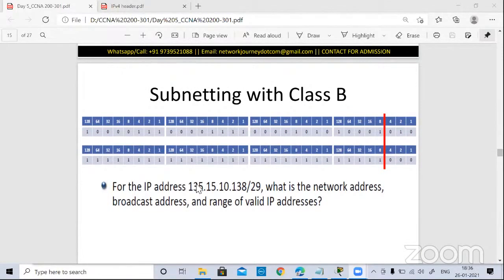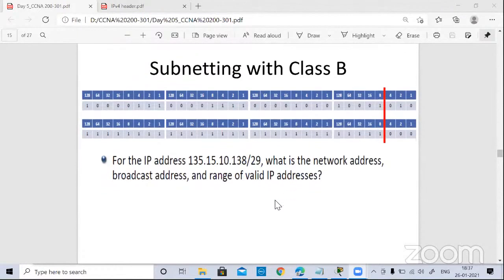So I have given an IP address. Now this is a subnetting with class B. What it means is that this address is a class B address, because we identify the class with the help of the first octet. So 135 falls inside the range of 128 to 191, so it becomes a class B address. It is given the prefix mask as /29. I am asked what the network address for this IP is, what the broadcast address is, and what the range of valid IP addresses is.